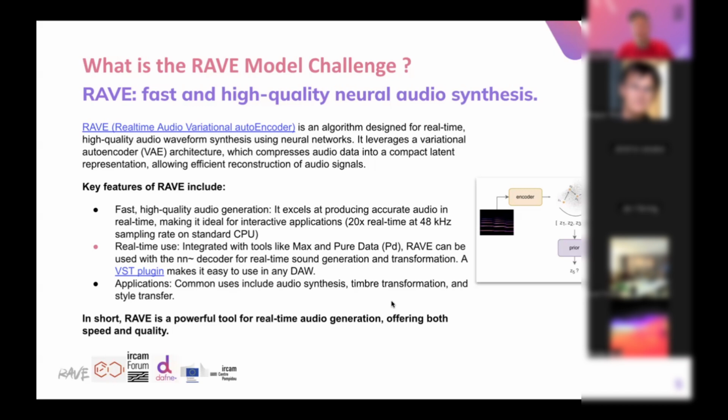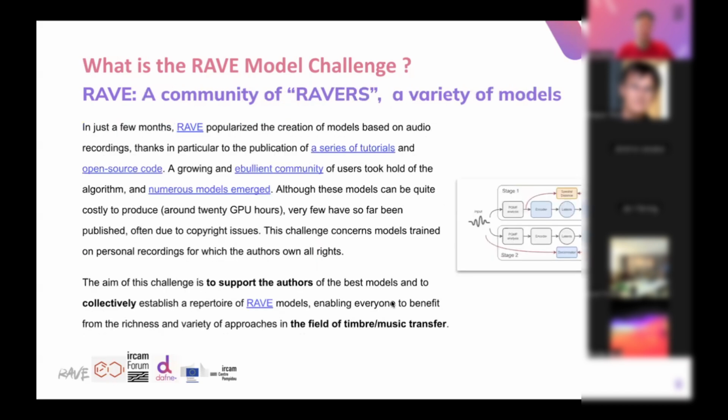If you're familiar with deep learning processing, you will notice that Rave has this high quality since it goes up to 48 kilohertz, which is quite seldom in the realm of deep learning processing of audio. So in just a few months, and if you're here, that shows that Rave became kind of popular.